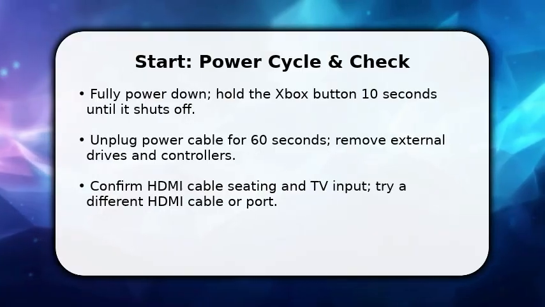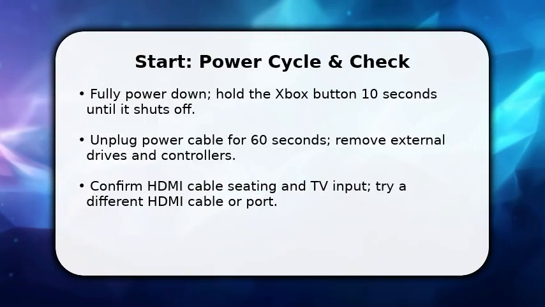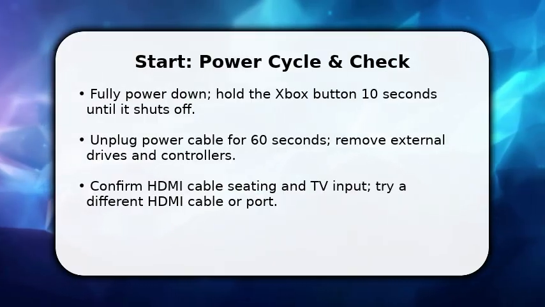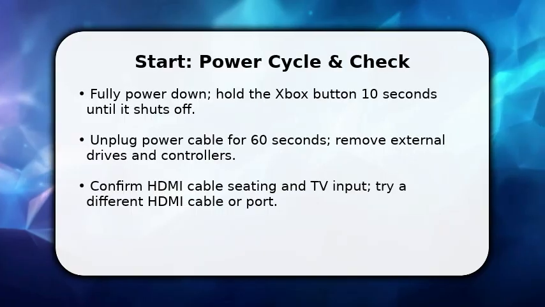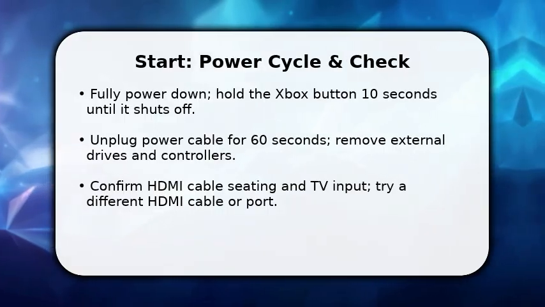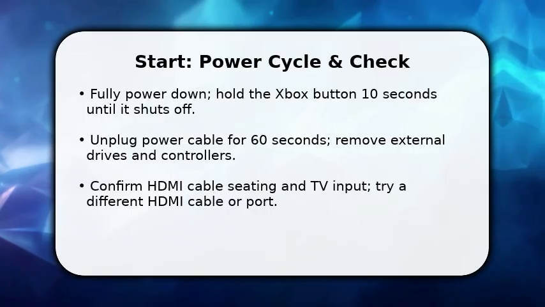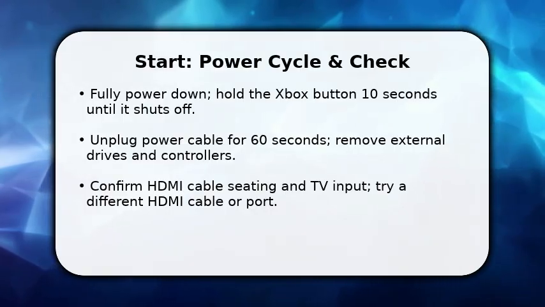You begin by forcing a full power cycle to clear transient faults. Hold the Xbox button for about 10 seconds until the console powers off, then unplug the power cable and wait 60 seconds. This resets the internal power supply state.